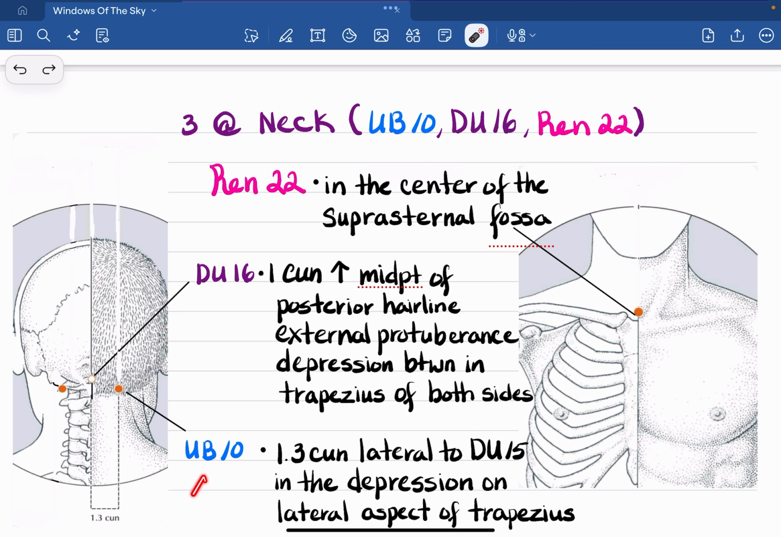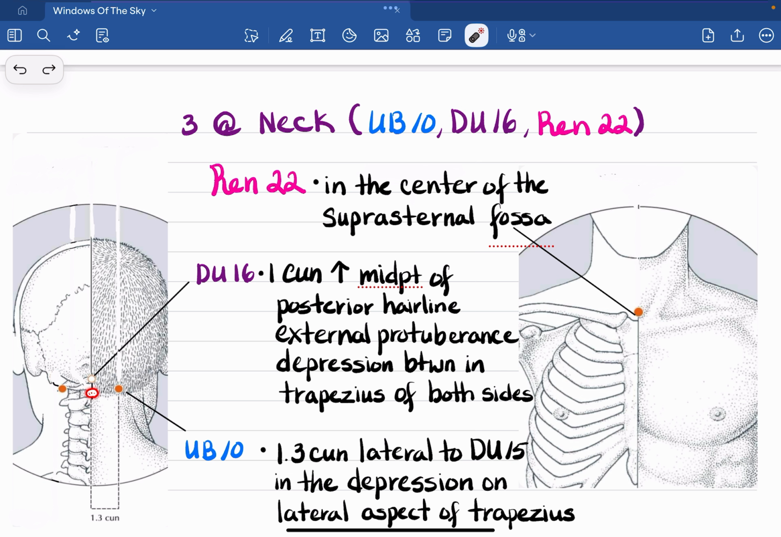So we know that all the UB points are usually 1.5 or 3 for the inner and outer shu. There's one at the tail of the point, which is about 3.5 from the coccyx bone, but that's in the lower area. But this is the outlier. One of the outliers, another one up there. But it's 1.3 soon lateral to DU15.